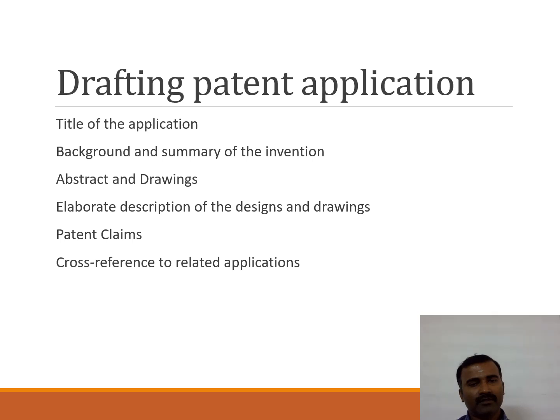How are you going to draft a patent application? First, you have to enter the title of your innovation or invention, and the background and summary of the invention. Before you file your patent, you first have to do a patent search, to check whether it already exists or not, and if it exists, how you are going to modify and enhance the product with your own idea and knowledge. Then the abstract and drawings of your product or invention, an elaborate description of the design and drawings, and patent claims, including cross reference related to your application.